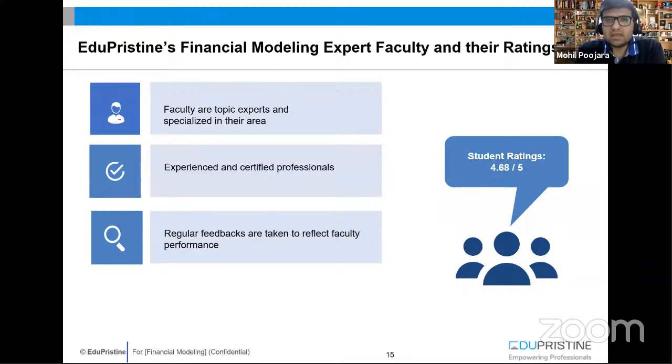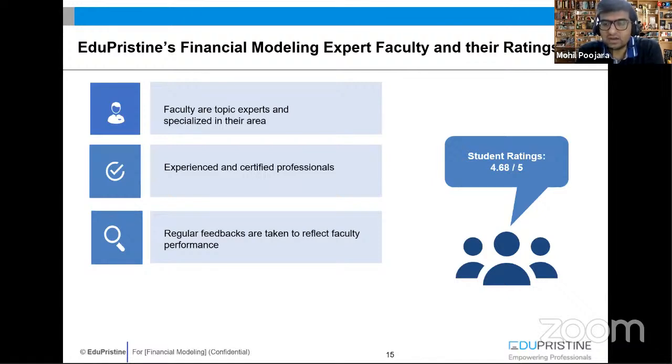Another USP, I think, for EduPristine is that they only keep good faculties. After each and every session that you attend, you will have to give a feedback. And they will only keep faculties that have a feedback of above 4.68. That is the average faculty rating here. If anyone usually gets below 4.5 for the financial modeling course, you don't get that faculty again. And 4.5 out of 5 is a very high standard.